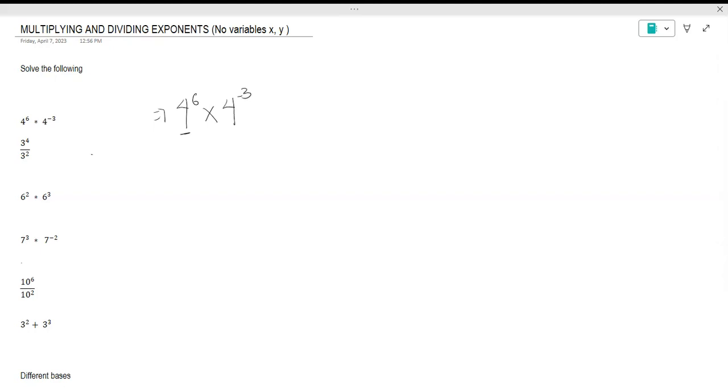Since they have the same base and we're multiplying these two exponents, we can simply add their powers. So that will be 4 to the power 6 plus 3, which is 4 raised to the power 9. And what is 4 raised to the power 3? Our answer will be 64.